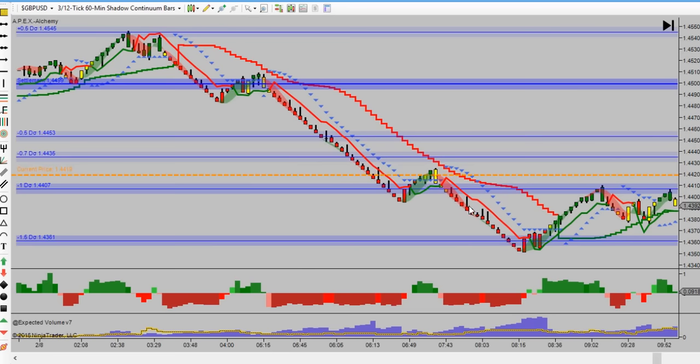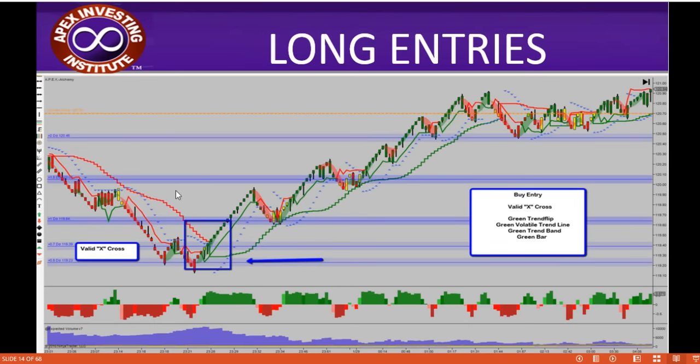Notice down here, volatile trend line's coming down, then it comes up. And what does it do? It crosses from beneath, it crosses up into the trend flip. That would be the first setup for a buy. Okay? So pretty simple there. So that's the first thing that we're looking for. Is a valid cross, or what we call a valid X.